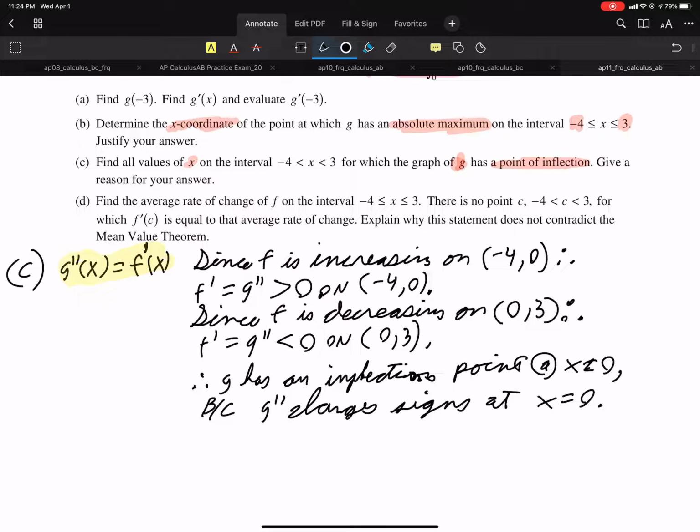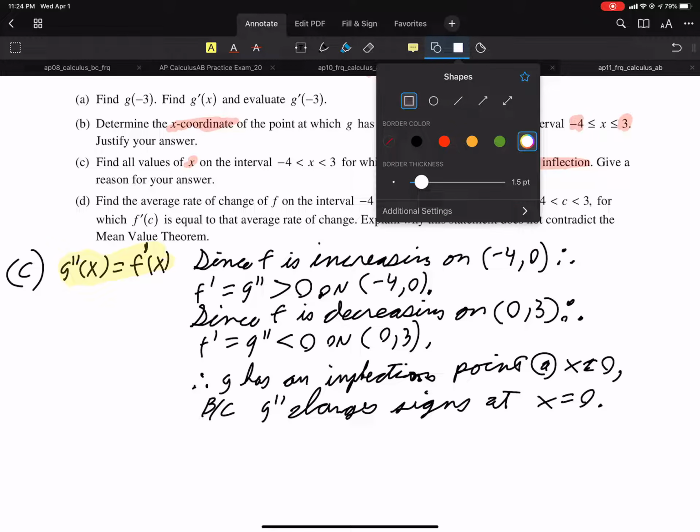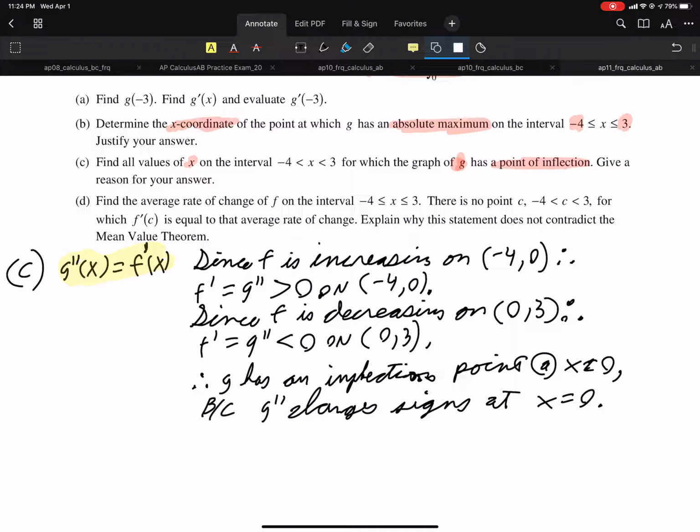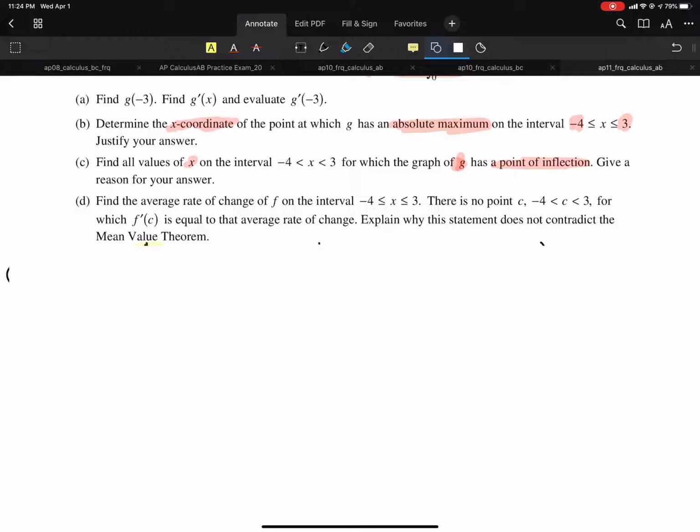And then part D, let me erase all this by putting a white box over all that work. All right. I don't know if I can erase this stuff below it. There we go. Okay.